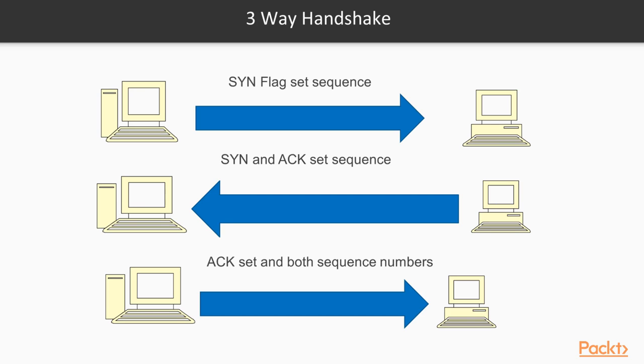Well, the first computer sends out a packet with the SYN flag set and a sequence number to the receiving computer. The receiving computer sends back a packet with the SYN and the acknowledgement flag set and also its own sequence number. Finally, the sending computer sends back a packet with the acknowledgement set and both sequence numbers are updated. This sets up reliable connection-based communication with the sequence numbers being used.